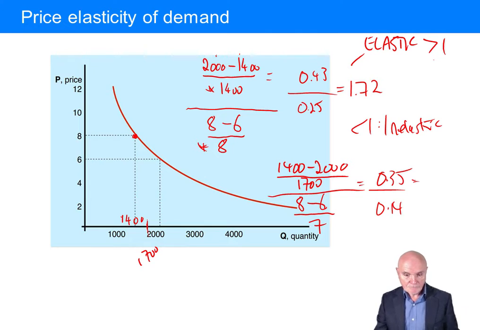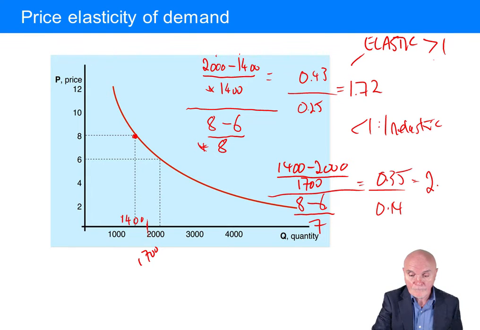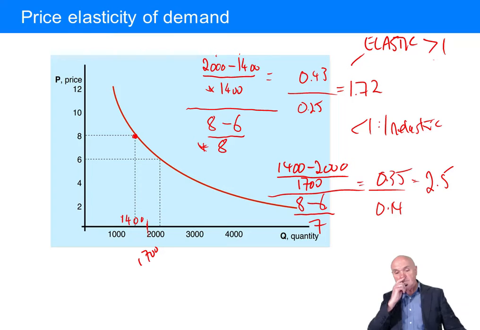It's coming out at, that can't be right. Something's gone wrong. Oh, maybe it's all right. 0.35 divided by 0.14. It's okay. It's coming out there at 2.5. So it's still inelastic, it's a different figure, obviously. It looks a bit more elastic. It looks as though the volume is changing even more significantly for that change in price. But this is just a feature of the two ways of measuring that.